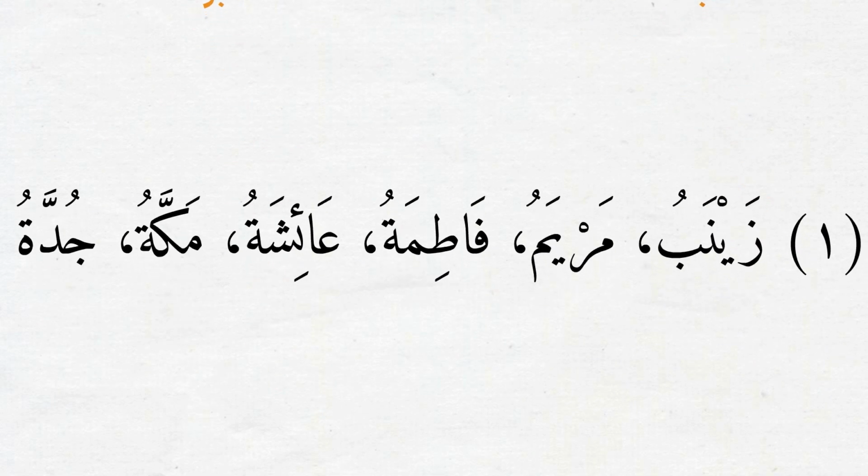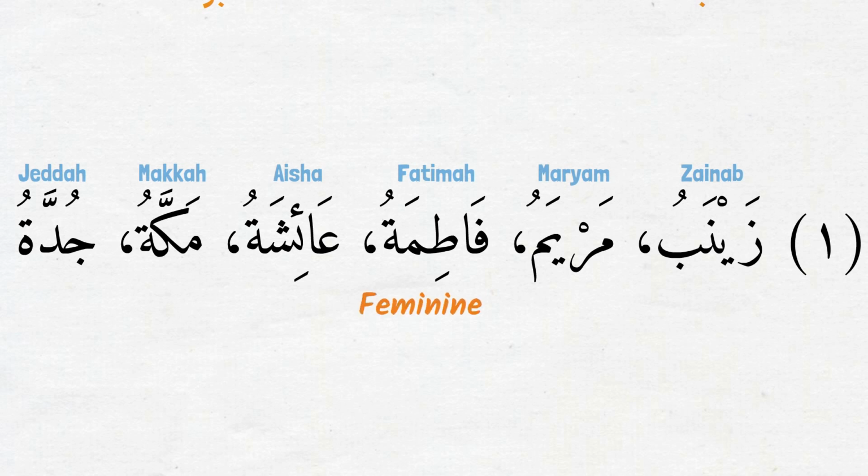The examples given for the first type are Zainabu, Maryamu, Fatimatu, Aishatu, Makkatu, and Juddatu. These are feminine proper nouns. In other words, they are the names of the people and places in mu'annath jins. As we can see, they are not ending with tanween because feminine proper nouns are diptotes. Al-mamnu' min al-sarf.